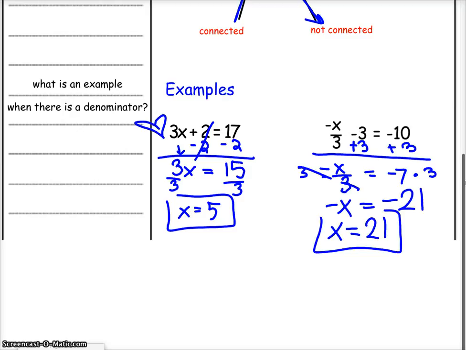It is not solved until x is fully alone. And here, x wasn't fully alone. It had a negative by it. This is really negative 1. So you can think of it as dividing both sides by negative 1. I don't really like to think of it that way. I just like to change a sign.